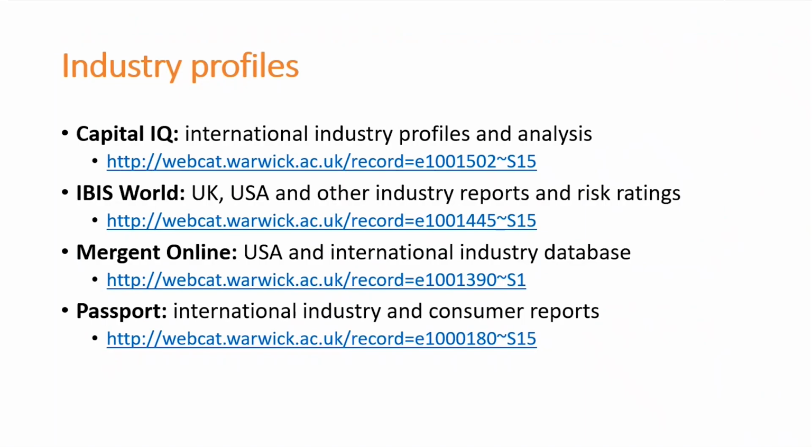Industry profiles and risk reports are available on many of the business databases. Mergent Online appears again, as does Capital IQ. IBISWorld provides industry reports and risk ratings for key countries including the UK and United States, and Passport provides reports on the consumer industries.